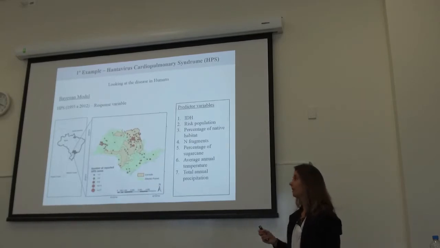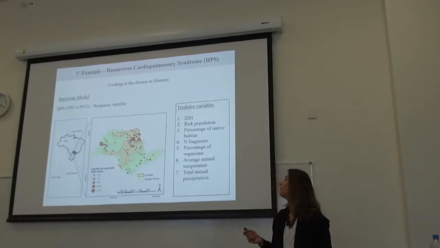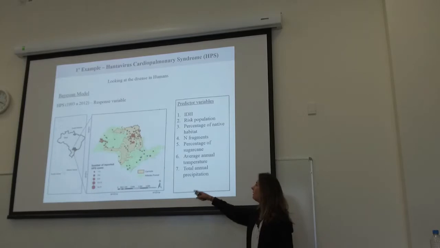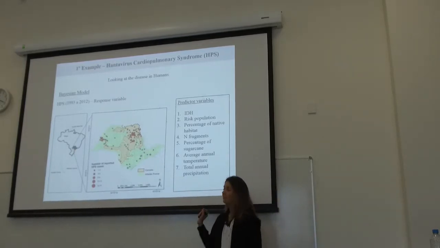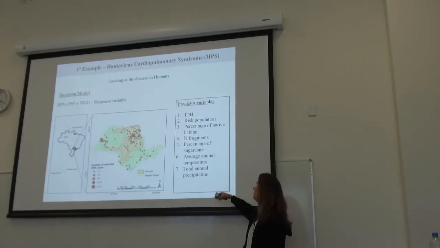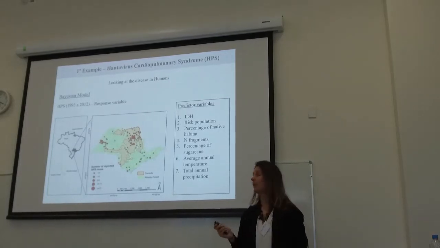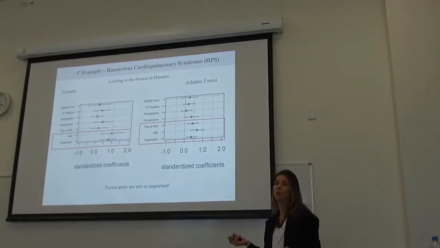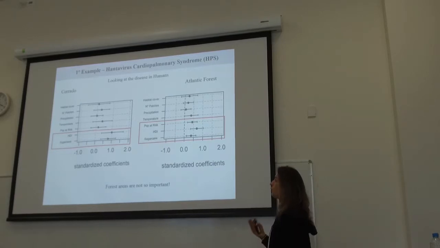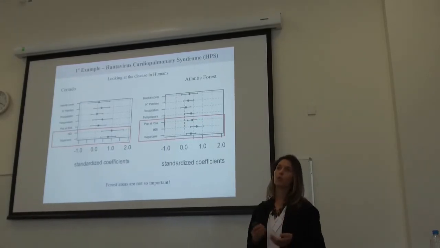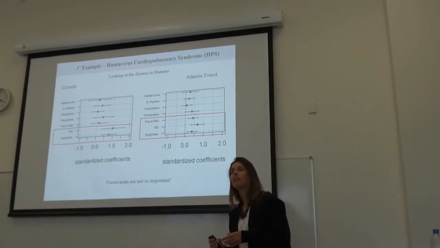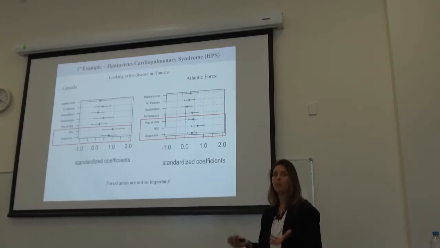But when we look at the disease in humans, and we did that by using the number of HPS cases in humans, using only the state of São Paulo and the 645 municipalities as landscape units, in a Bayesian model with seven predictor variables, we saw that the forest areas are not so important. At least for this scale and for human cases, sugarcane is the most important predictor. So we can say that, at least for São Paulo, the higher the amount of sugarcane in a municipality, the higher the chance of a person to be infected with HPS.